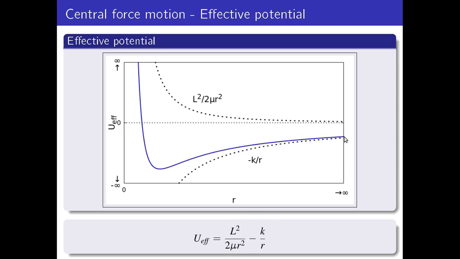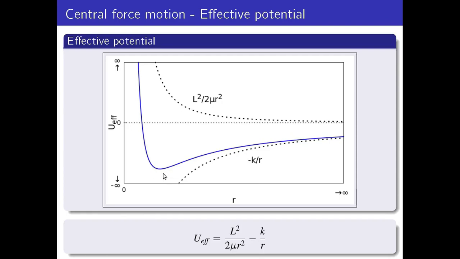As you can see, it goes to 0 from below, since L square over 2 mu r square goes to 0 faster than the minus k over r term, and it goes to infinity since this term goes to infinity faster than minus k over r as r goes to 0. And as you can see, the effective potential becomes 0 at this point. At that point, r is equal to L square over 2 mu k, and there is a minimum of this effective potential.